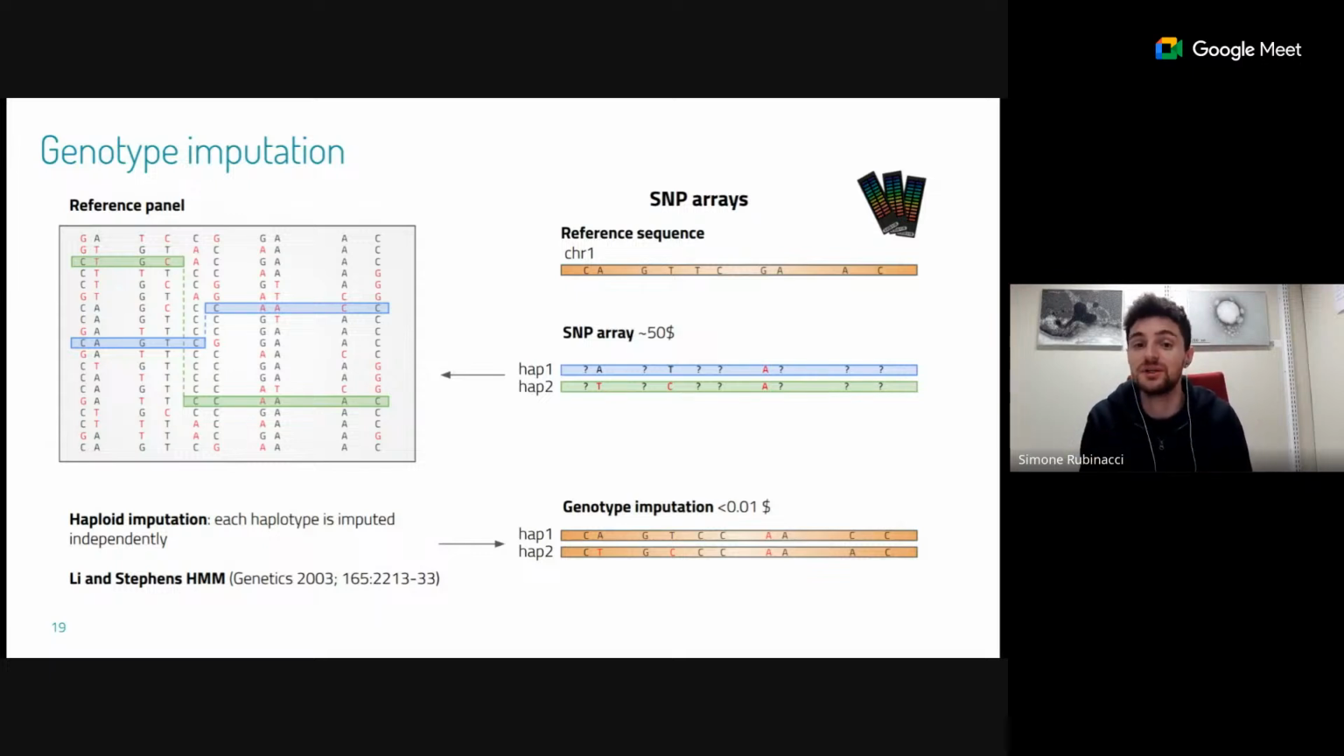For example, in downstream applications we can look at compound heterozygous loss of function on the same gene. But I'm not going to focus on that side today. I'm going to talk about how we can use this resource to actually improve other resources.